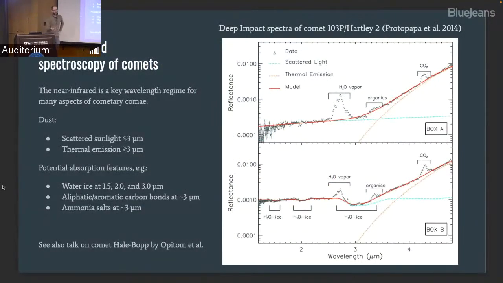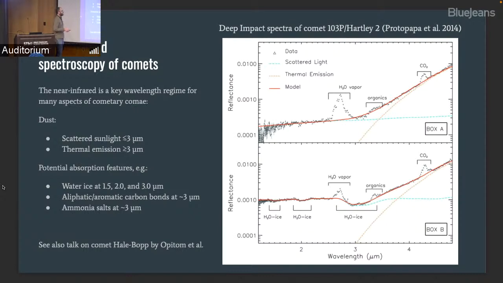So how would you go about identifying the driver of activity in a typical comet? And I'm partial to the near-infrared wavelength region, although there are other ways to do this. But I'd say the near-infrared is a key wavelength regime for many aspects of cometary comae. First of all, starting with the continuum, we have scattered sunlight on the short wavelengths and thermal emission on the long wavelengths. This plot happens to be reflectance versus wavelength.